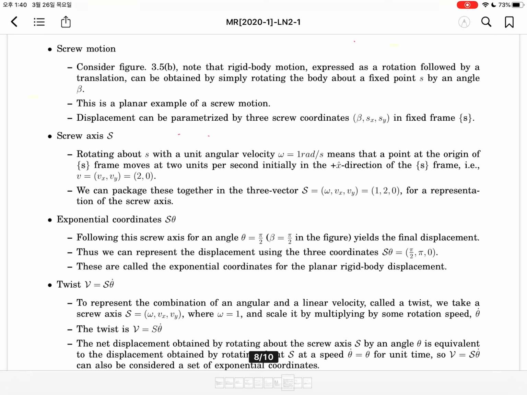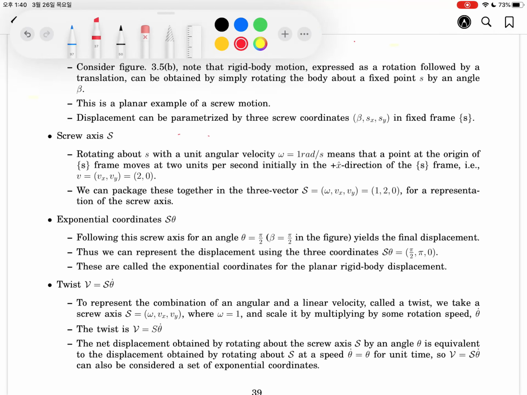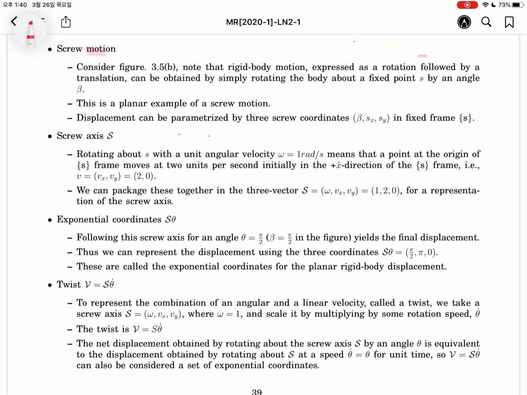Okay, the screw motion. A rigid body motion expressed as a rotation followed by translation can be obtained by simply rotating the rigid body about a fixed point by an angle beta. Maybe for generality, it can be replaced with theta. This is the planar example of the screw motion.